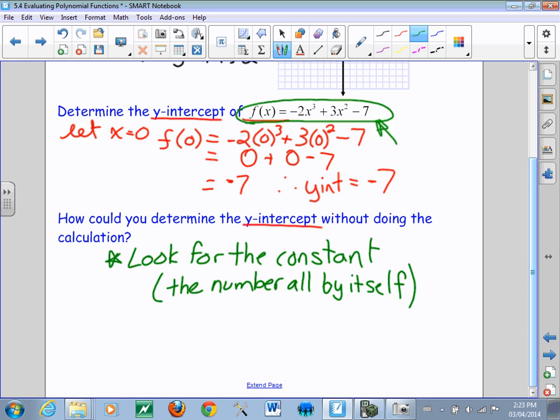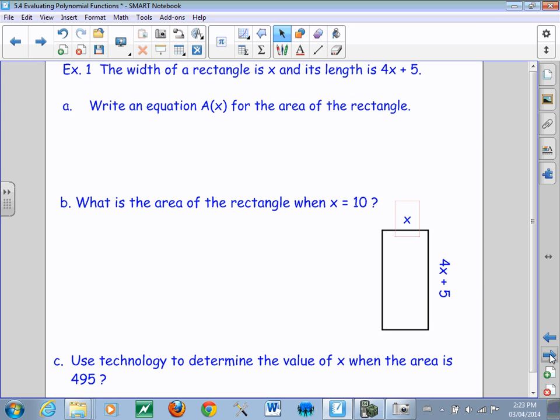Okay? All right. Because you make sure all other terms will equal 0 because of the substitution. All right. Next page. Now we're going to take a look at a rectangle question.